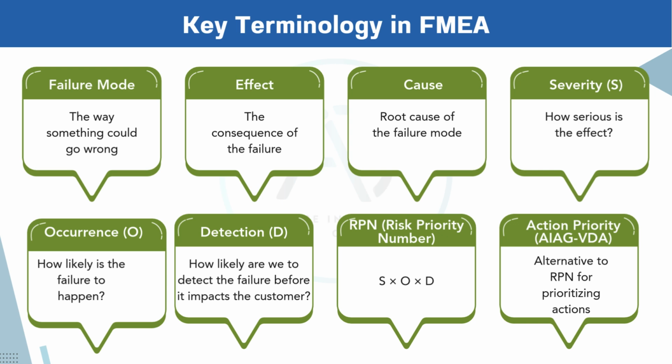8. Action Priority, AIAG-VDA. This is a more recent approach introduced by automotive industry standards. Instead of relying only on the RPN number, this method uses a structured table to prioritize actions based on severity, occurrence, and detection in a more meaningful way. Understanding these terms is critical. They form the backbone of how we evaluate and respond to risks in any FMEA.